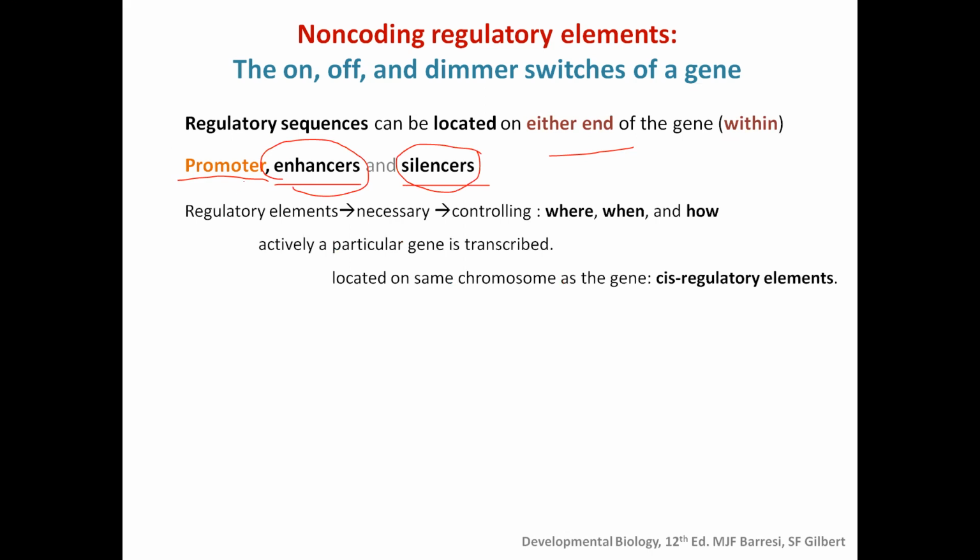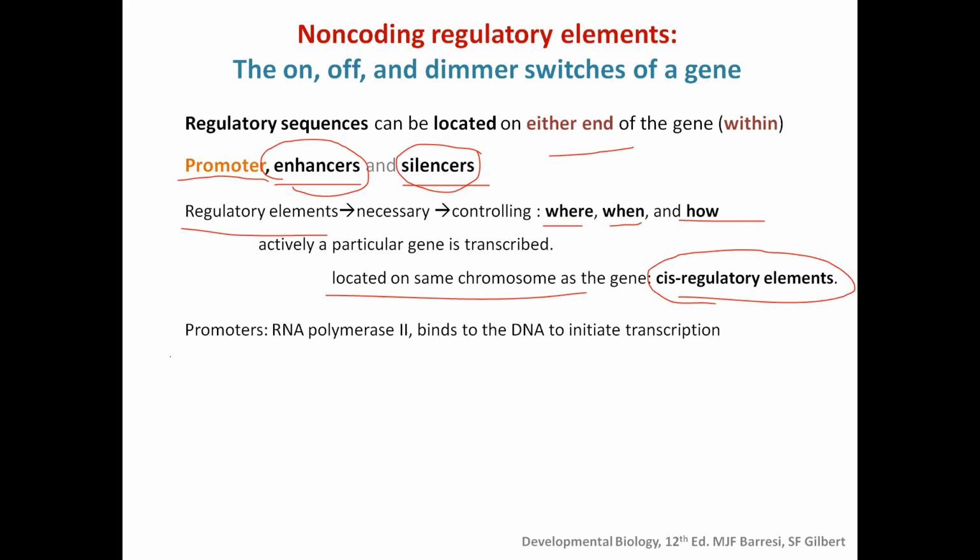Regulatory elements are necessary in controlling the expression of the gene, where, when, and how, for the active transcription of the gene. When these regulatory elements are present on the same chromosome as the gene, these are called the cis regulatory elements.